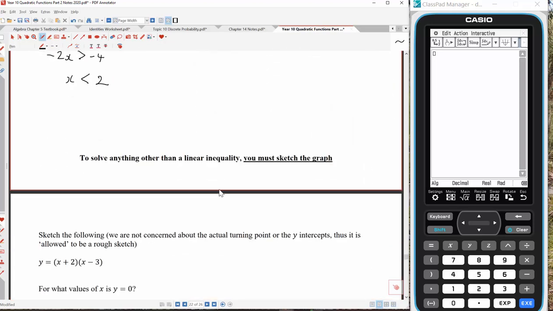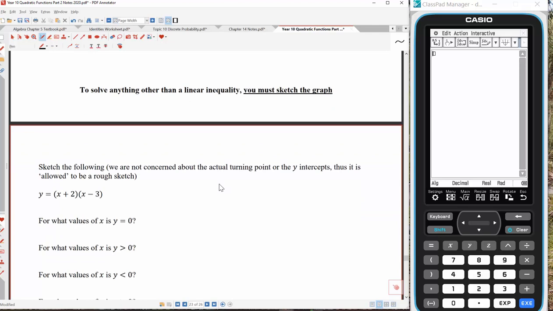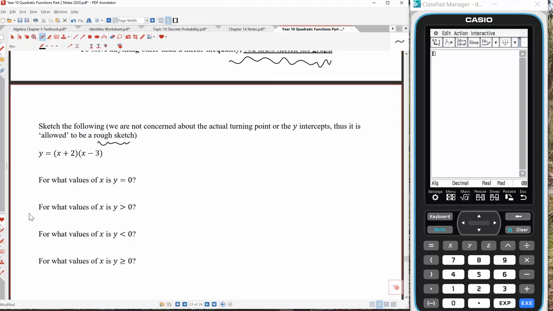So we're going to use this graphical approach to solving quadratic inequalities as well. It says here to solve anything other than a linear inequality, you must sketch the graph. Take a look at the graph. So sketch the following and notice that we're not concerned about the actual turning point or the y-intercepts. Thus, it's allowed to be a rough sketch, or what I say, we draw a crap graph.